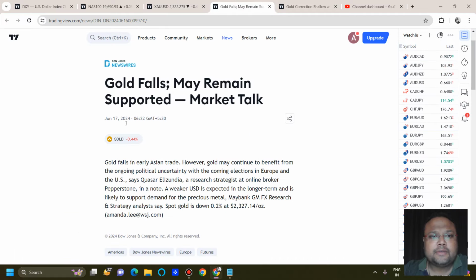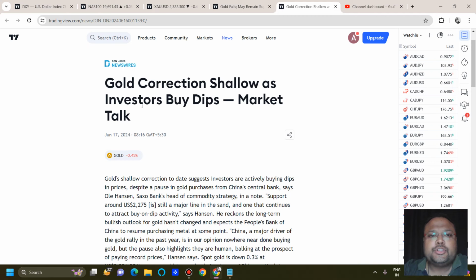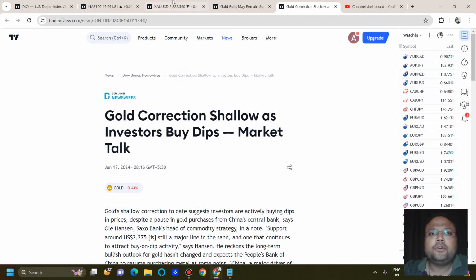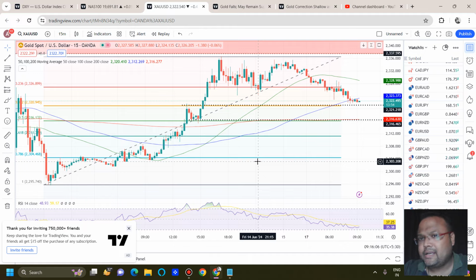Gold falls, may remain supported. Gold falls in early Asian trade. However, gold may continue to benefit from the ongoing political uncertainty with the coming elections in Europe and the US. Gold correction shallow as investors buy, says market talk. Gold's shallow correction to date suggests investors are actively buying dips in prices despite a pause in gold purchases from China's central bank. So this is the ongoing market situation right now.